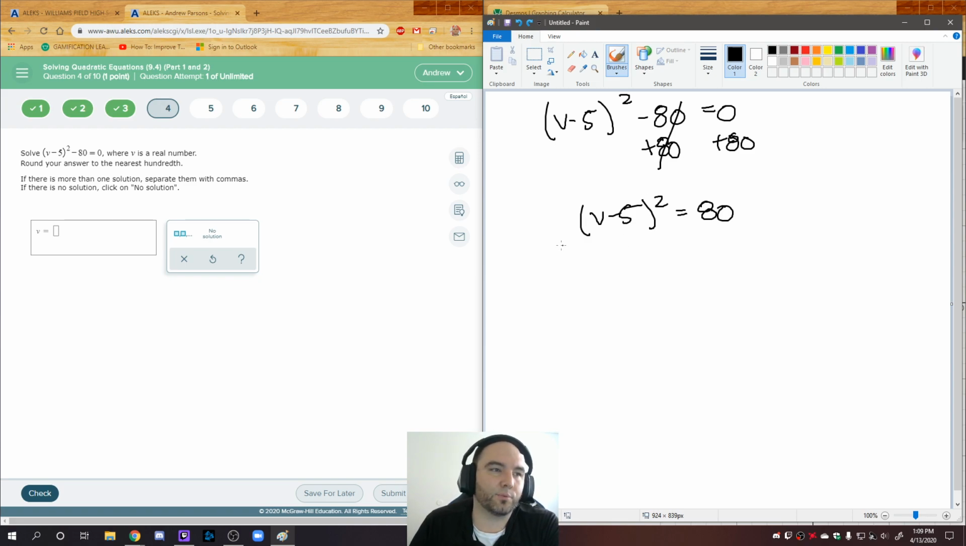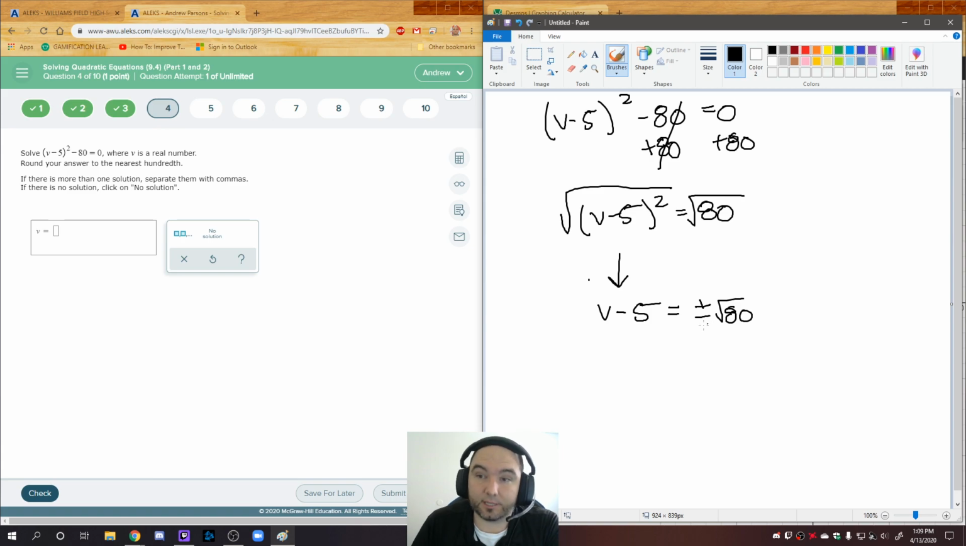But now that it's just a parenthesis, we can square root both sides. I'll do my arrows like I have been. V minus 5 comes out, and that's it. And then the square root of 80 isn't just the square root of 80, it's the positive or negative square root of 80. Just like the last problem, we have this lingering negative 5 here, so we got to add it to both sides. Do not add it with square root of 80. Don't make it square root of 85. That's not the same thing. The 5 just simply goes out front, plus or minus the square root of 80.